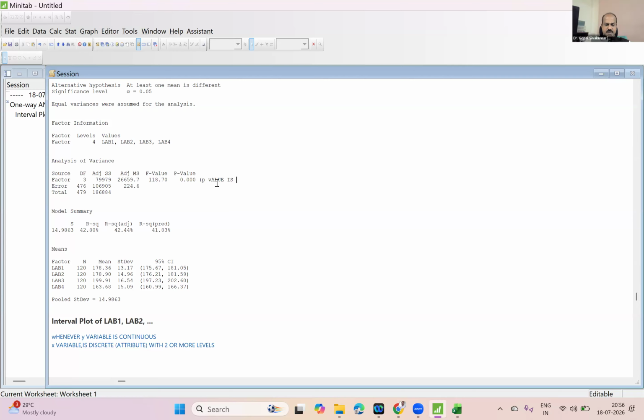The p-value is less than 0.05. If the p-value is less than 0.05, then the option is to reject the null hypothesis. Reject the null hypothesis means the factor is critical. Whenever you are able to reject the null hypothesis, the factor is critical. Critical means the factor has an effect. The factor is one of the root causes.